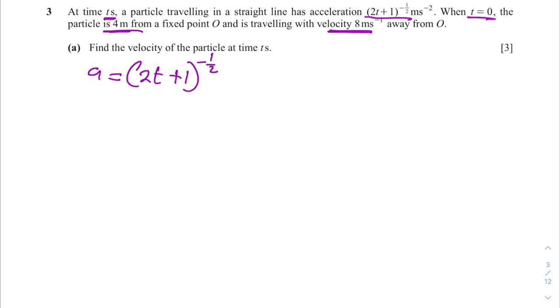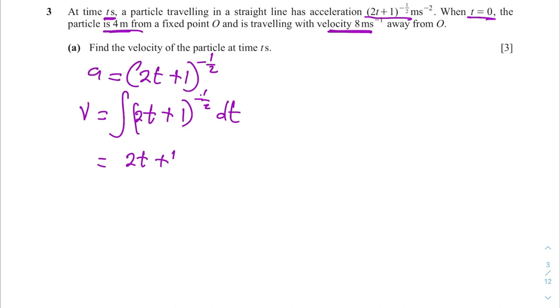Cool. Now we need to find the velocity. They have given us acceleration, which means we have to integrate it. So velocity is basically the integral of this. If we integrate this, we have 2t plus 1; this is negative half, so I add 1 to that. I have half, and then I divide by half. However, you see this guy here, bring it down to complete the integration. So obviously plus c.